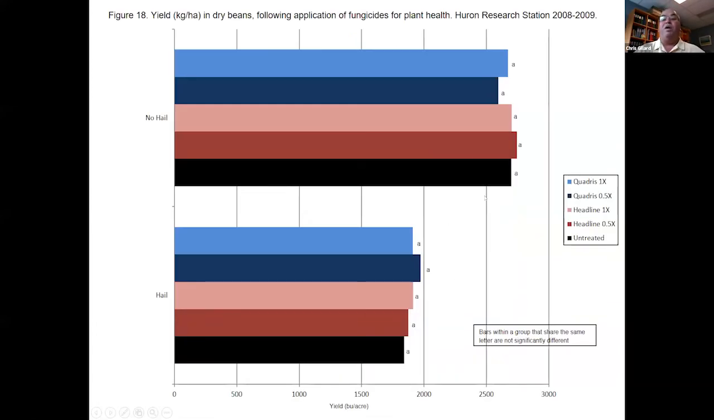So what did we get? Well, this is half rate and full rate of Headline, half rate and full rate of Quadris in blue. We had no response in the no hail sites at all across market classes and cultivars. No response in yield. And when we hailed them, no response around the treatments again. The only real difference we had was between no hail and hail. We took out about 40% of the yield when we hailed the crop at first flower. We didn't measure any disease, so there's really no disease data to document or show you, but we got no response out of the products, and that's what we published in a paper about 2011.